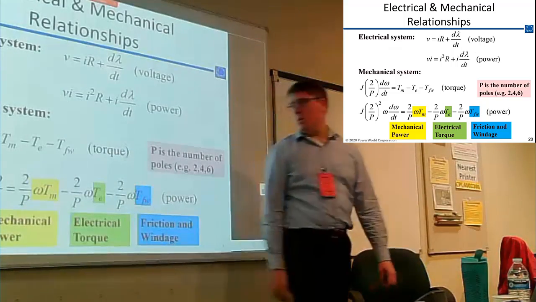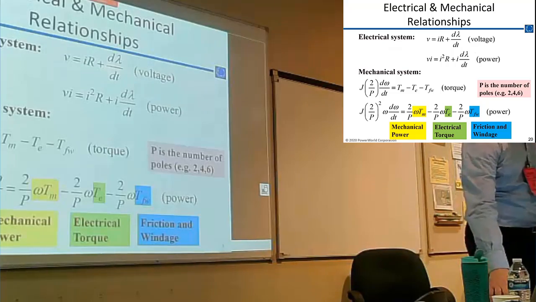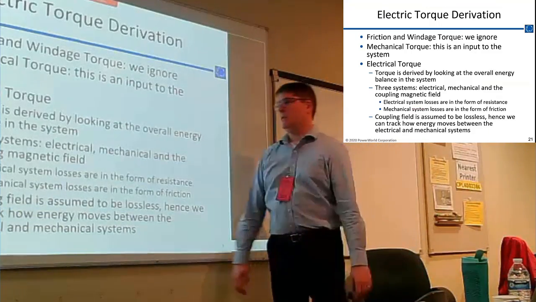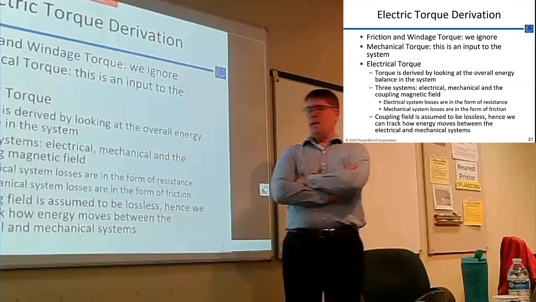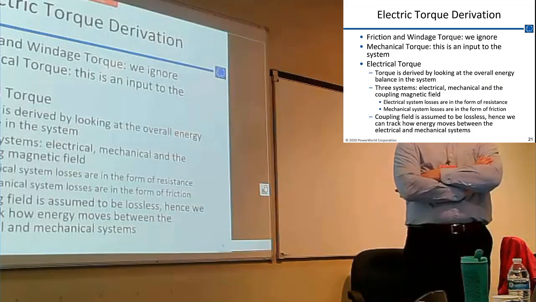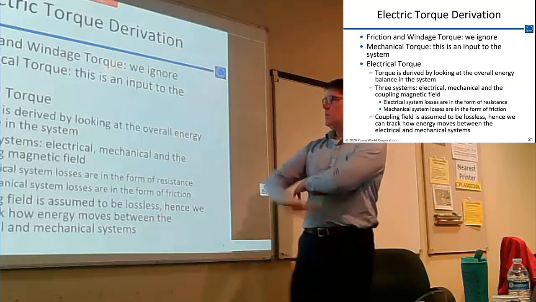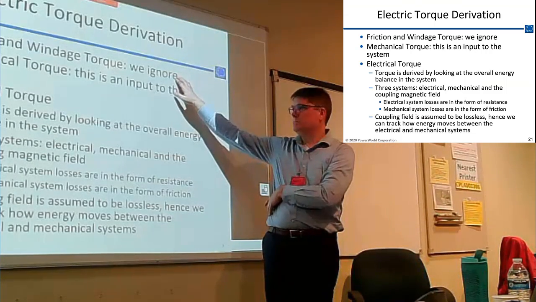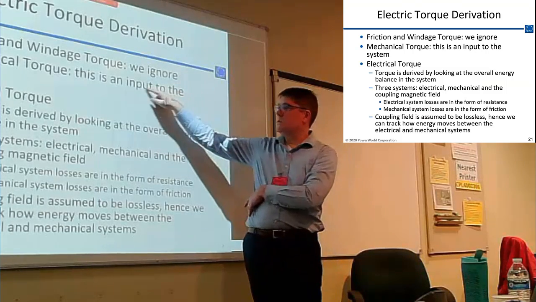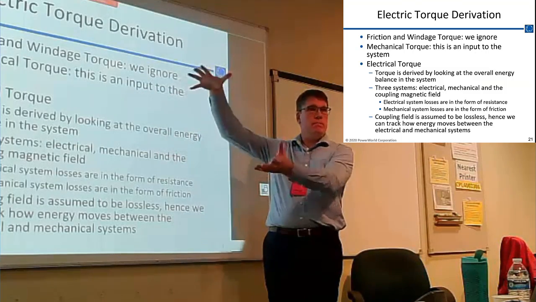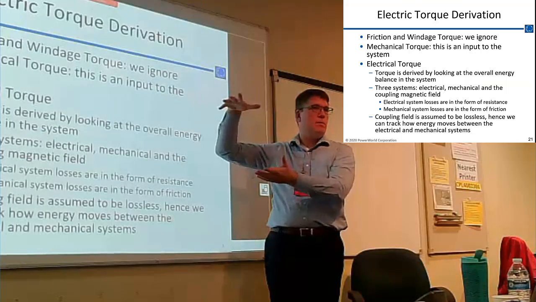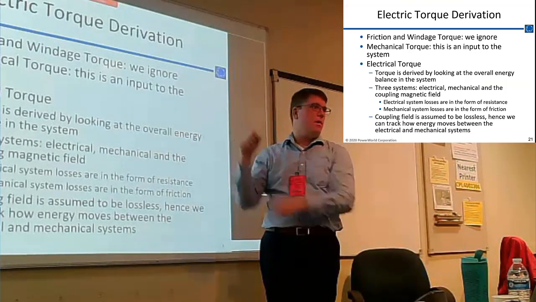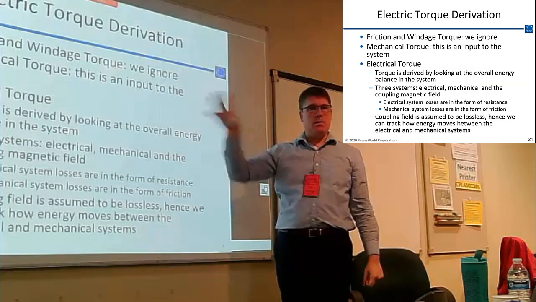All right, so the electric torque derivation. Again, I'm going to skip a lot of things here that are in a textbook. Friction and windage, we're going to start ignoring from here. The mechanical torque, in the software, is coming from the governor model. But you know, it's the steam. It's the amount of mechanical torque being created by whatever is pushing on the rotor. The electrical torque needs to be derived.